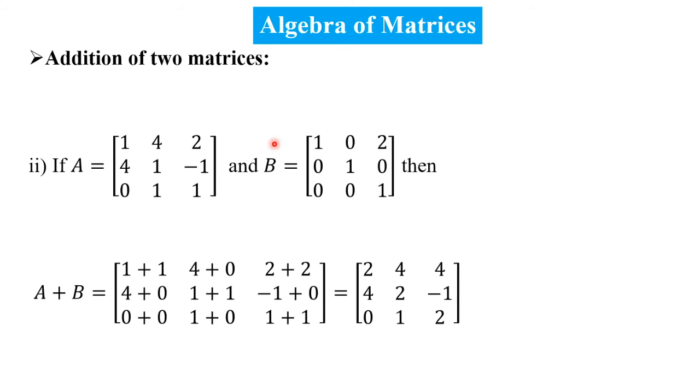1 plus 1, 4 plus 0, 2 plus 2, 4 plus 0, 1 plus 1, minus 1 plus 0, then 0 plus 0, 1 plus 0, and 1 plus 1. It becomes another matrix, and that is A plus B, and the elements are 1 plus 1 is 2, 4 plus 0 is 4, 2 plus 2 is 4, 4 plus 0 is 4, 1 plus 1 is 2, minus 1 plus 0 is minus 1, and 0, 1, 2. Okay.